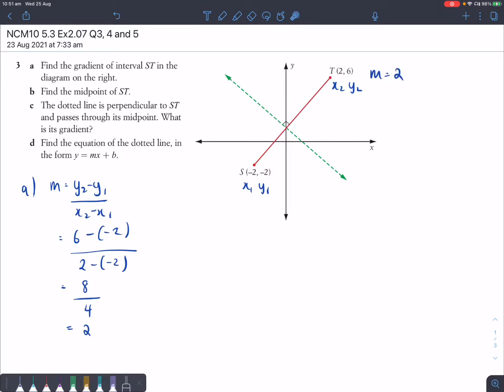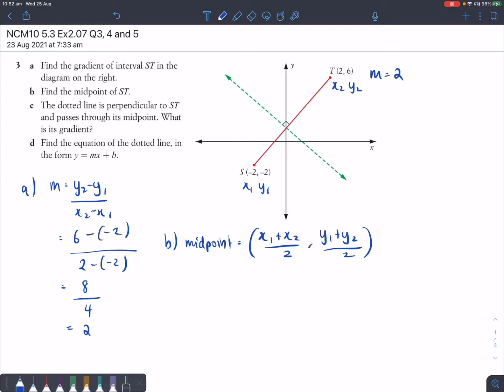So now part B says find the midpoint of ST. Okay, so ST here has a midpoint which is around there, apparently. So we're trying to find out the coordinates of that point. So for question B, the midpoint is equal to the average of the x values, and the formula will be given by x1 plus x2 over 2. So that's the average of the x values. And then we're going to average the y values as well. So we're going to have y1 plus y2 over 2, just like that.